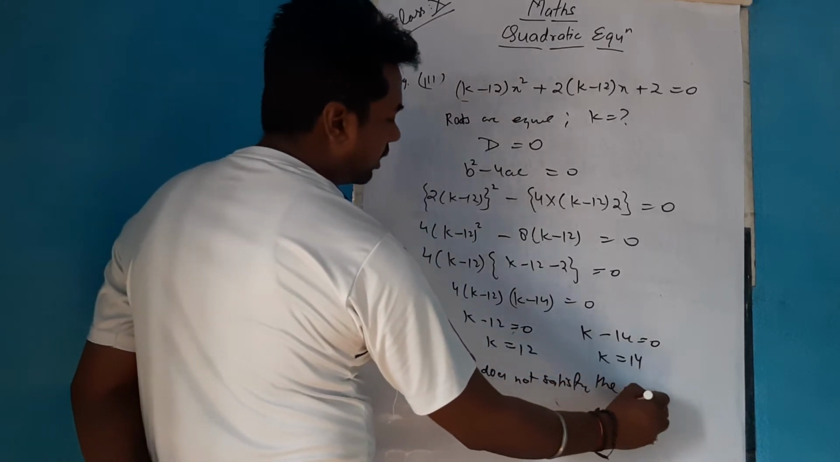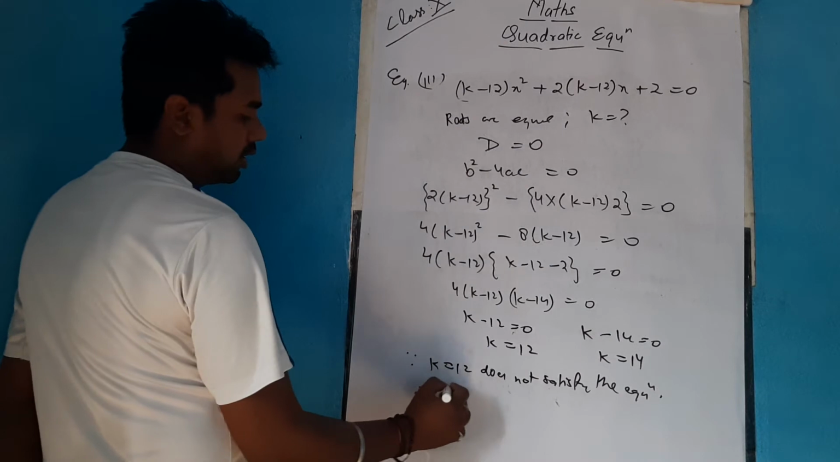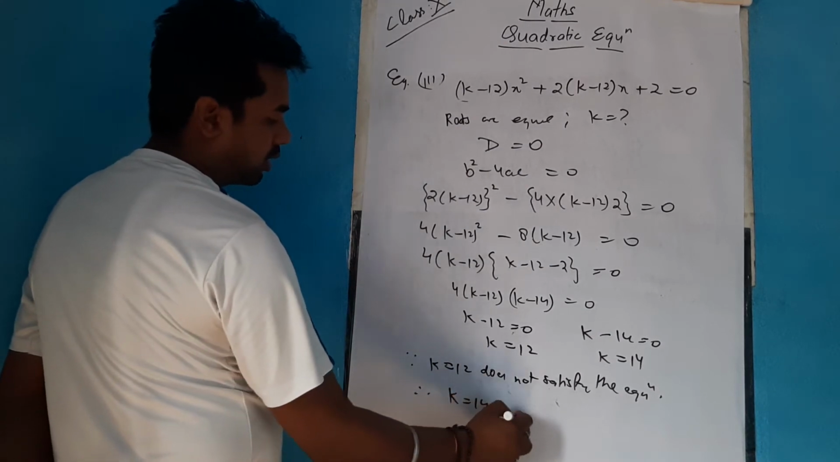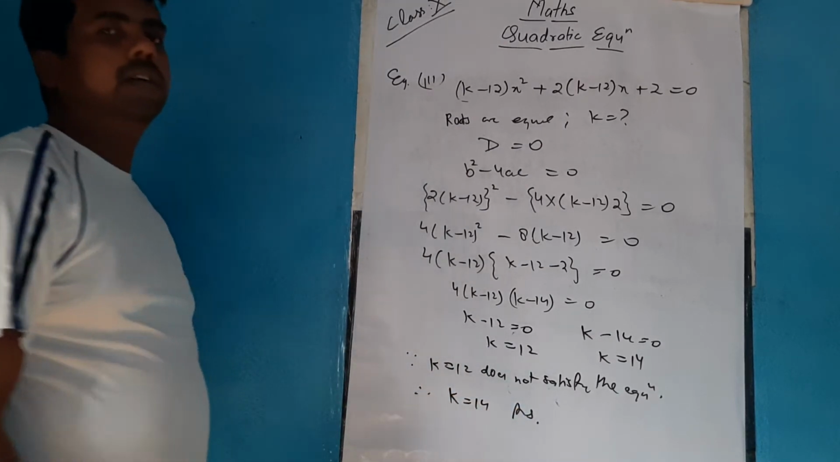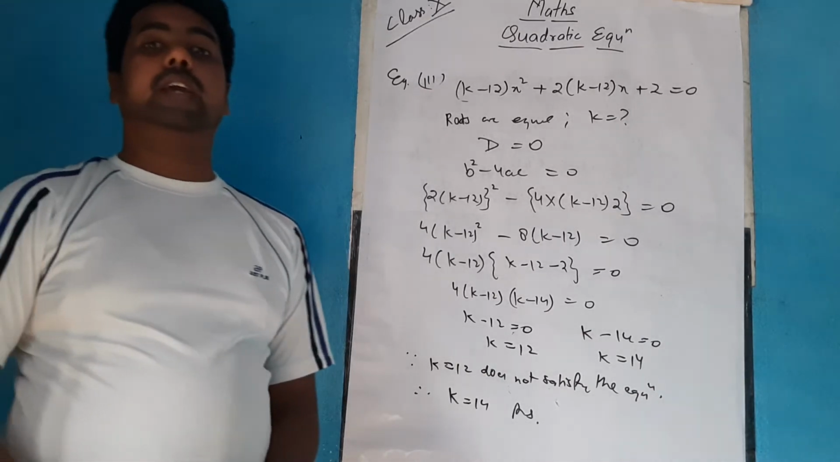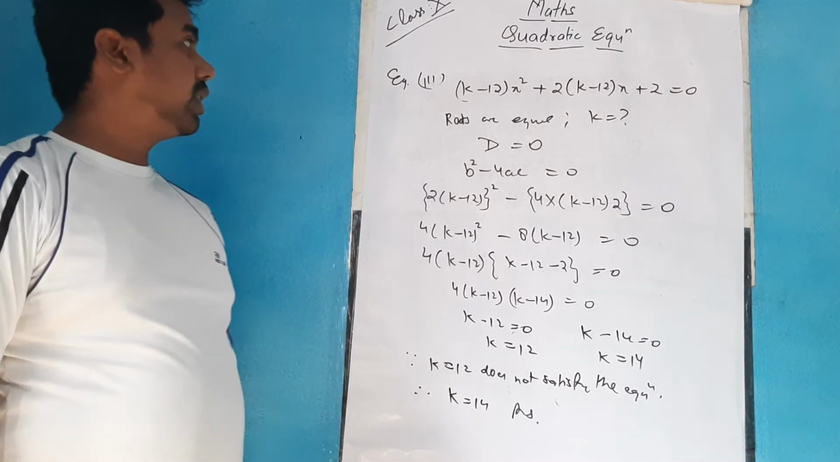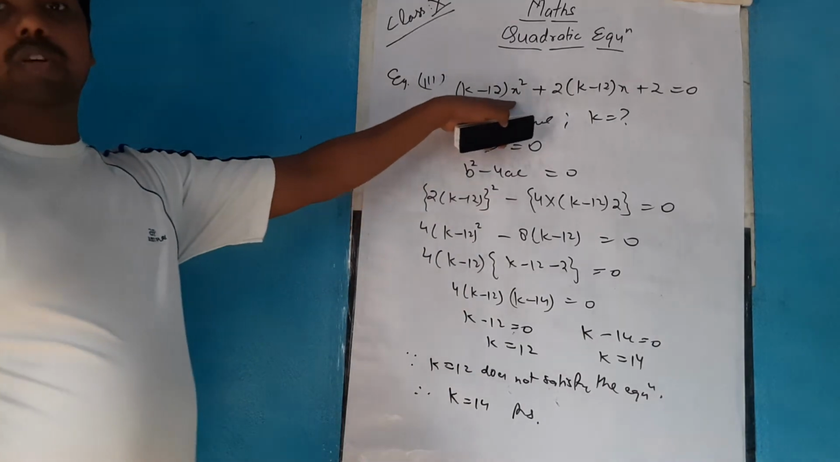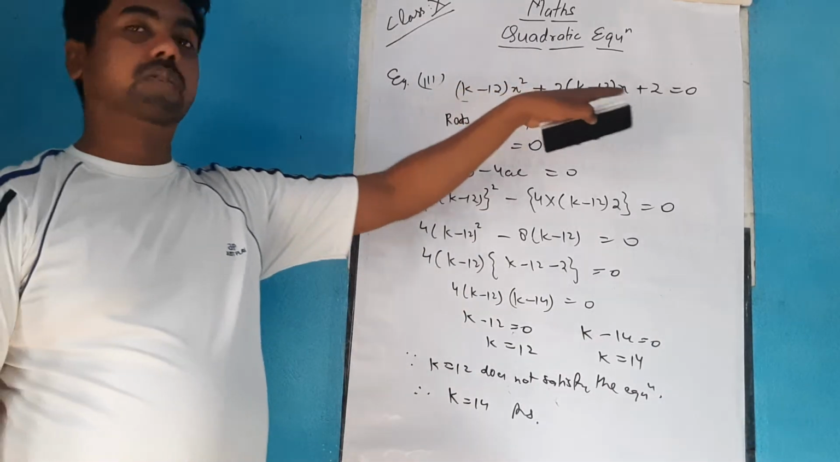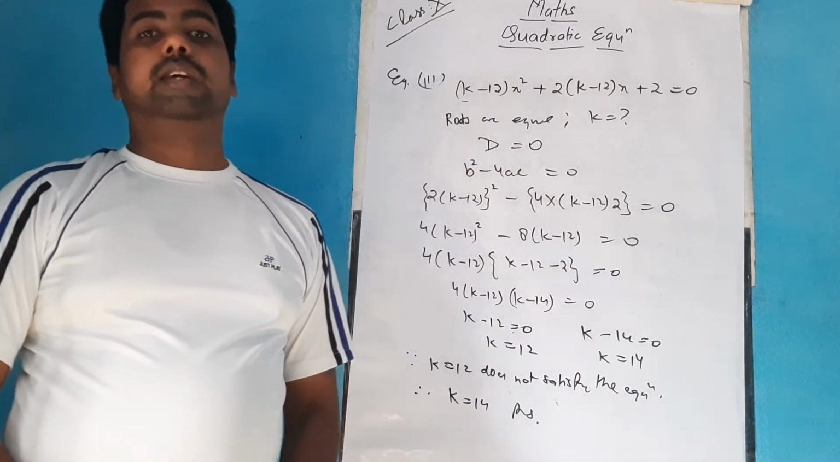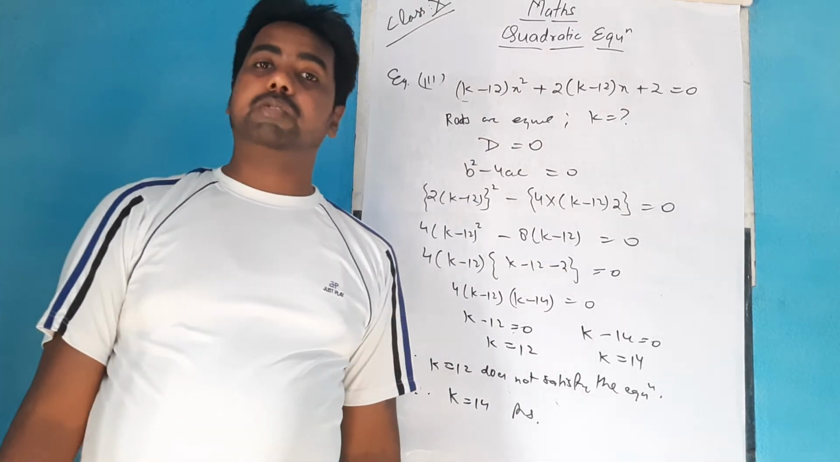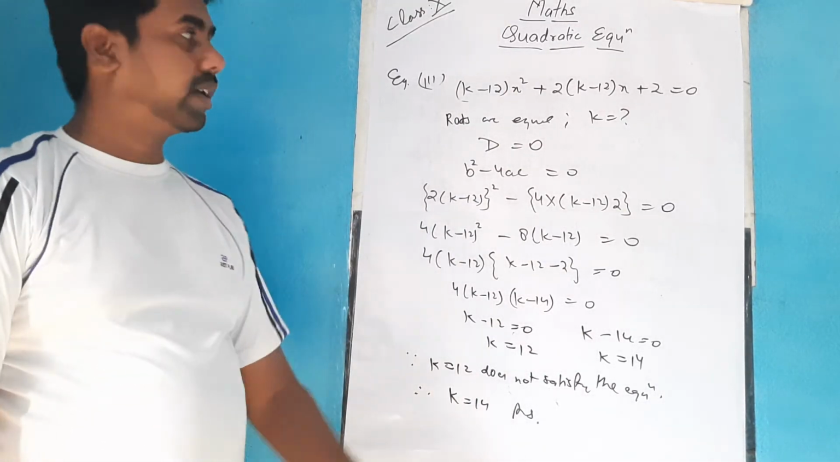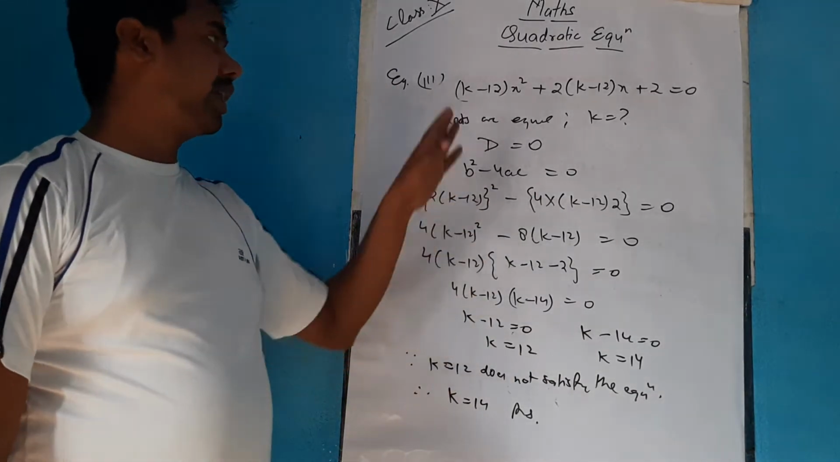satisfy the equation, therefore k equals 14 is the answer. So here the answer will be the value of k as 14, because you have seen that when I put the value of k as 12, the coefficient of x square becomes 0. You know that in a quadratic equation, if the value of a becomes 0, that won't remain a quadratic, so k equals 12 will not satisfy the equation.